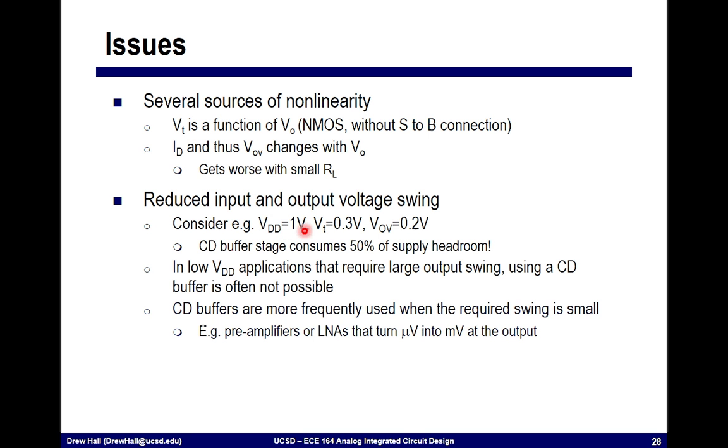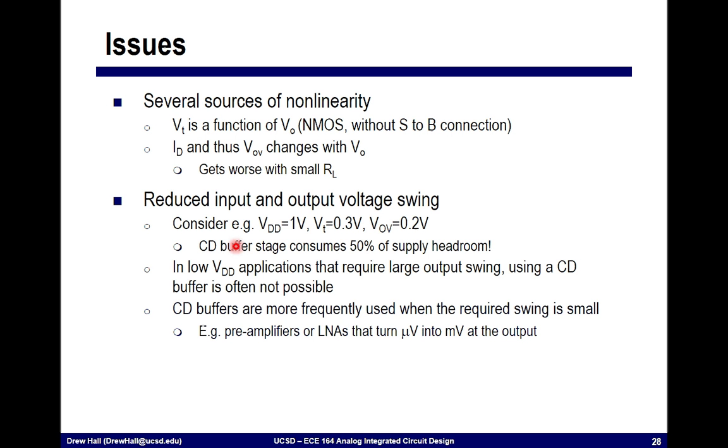The other problem comes back to the same thing that we saw earlier, and that's that the input and output have lower voltage swing. Okay, so taking an example of a newer technology where we only have 1 volt supply, 300 millivolt threshold, and 200 millivolt overdrive, we've effectively used half of our supply headroom, that is 0.5 of this 1 volt, simply for this buffer. Okay? And often that's a steep penalty to pay, so you'll almost never see that circuit. Okay, at least not in that type of application.